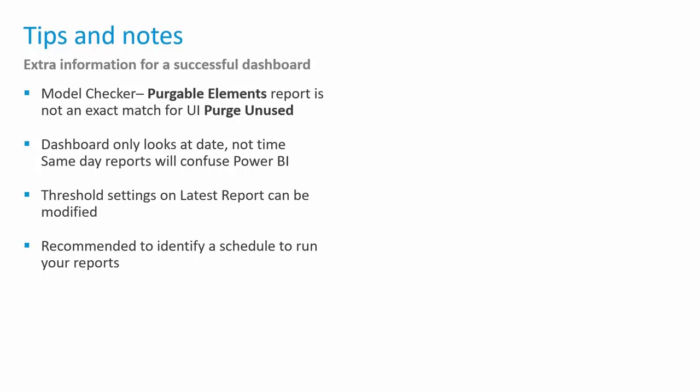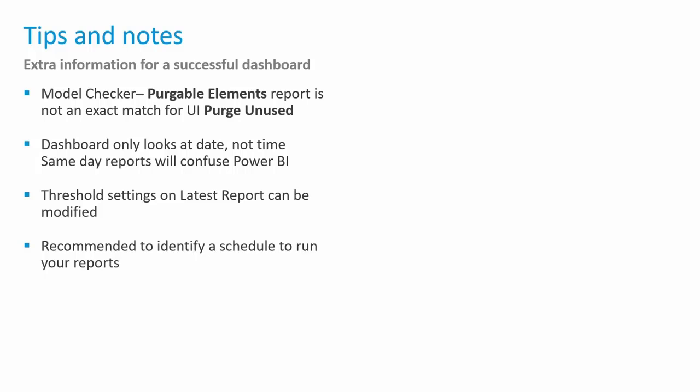The second item there is that the dashboard itself only looks at the date, not the time inside of my Excel files. So same-day reports are going to confuse Power BI, as this was intended as an overall health check, as a trending check inside of my models. We didn't find it necessary to be able to get down to the granular level of checking the time a report was run, simply the date. You can certainly update it and modify it so your report does pay attention to the time if you do happen to be running your reports on an hourly or multiple times a day basis.